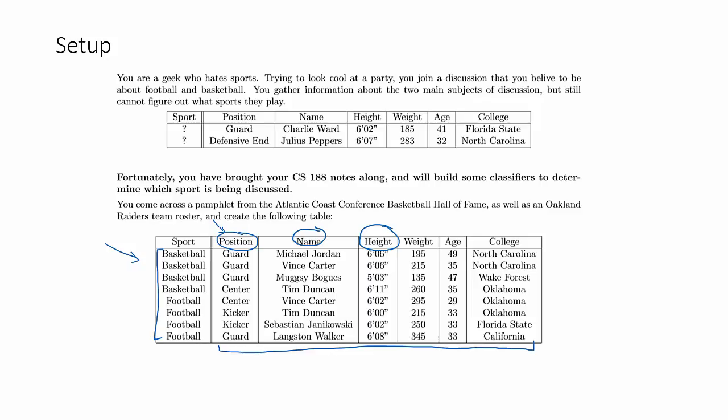And for the position feature, we could have a node that we might get to. The branches for this position feature are going to be, we're going to have one branch for each of the positions that are possible. So based on the training data, we could have a guard position, we could have a center position, and we could have a kicker position. And so for a given input, the branch that we will take if we get to this node corresponds to which position that input player plays.